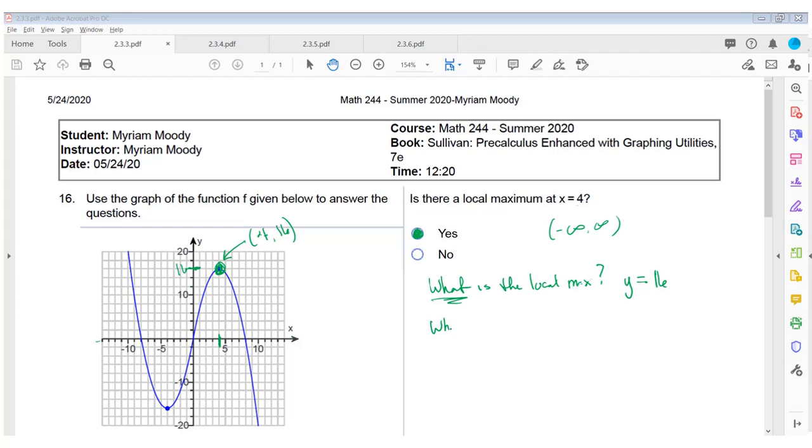What is a local maximum? And then, where is the local max, where does it occur? And that would be at x equals 4. Where does the local max occur? It occurs at x equals 4. And what is it? It is y equals 16. Be careful of the words where and what. Cool? Okay. How are we doing? So far, so good?